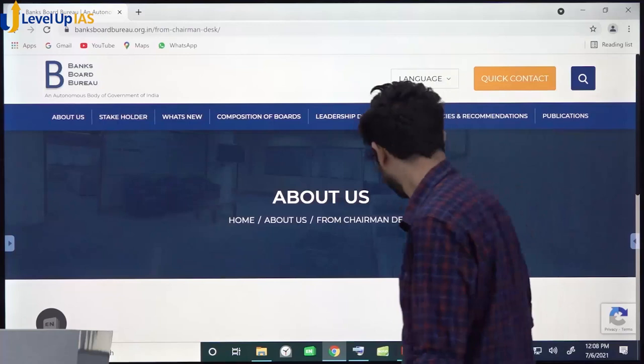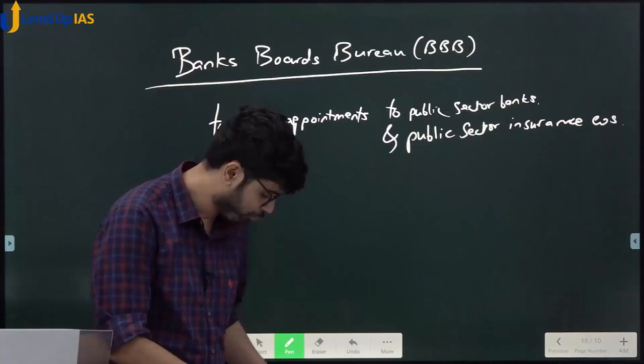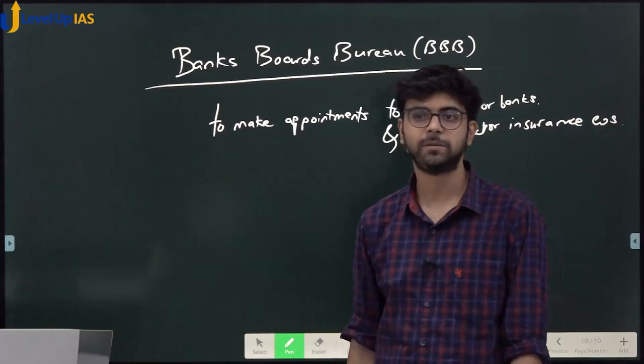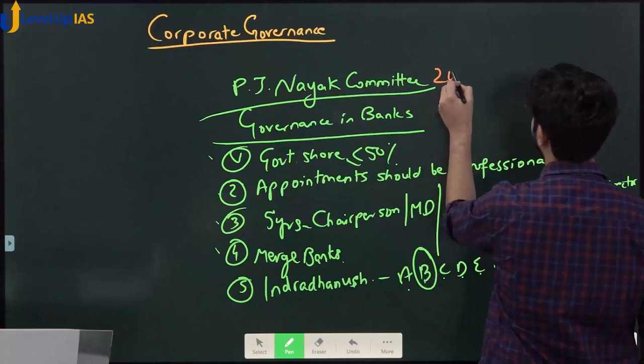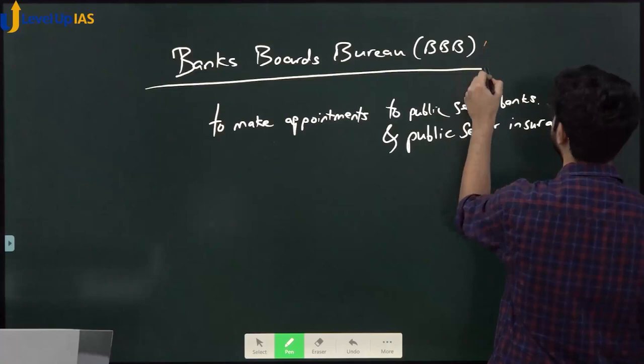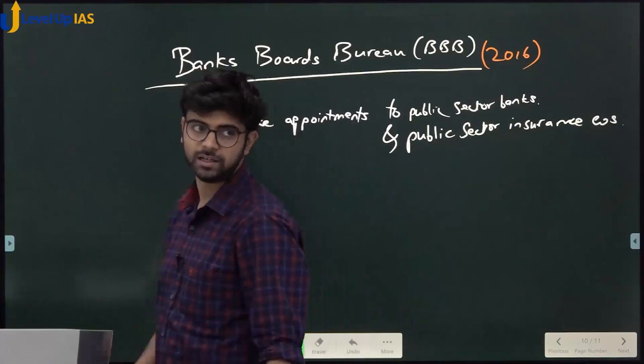Did you understand Bank Board Bureau? It was recommended by whom? Which committee? PJ Nayak Committee. PJ Nayak Committee 2014. Bank Board Bureau started functioning from 2016. Yes or no? We saw this. So let us add this if we have read this. Itna samjha. Did you understand this? It is very important. All these concepts are so important.